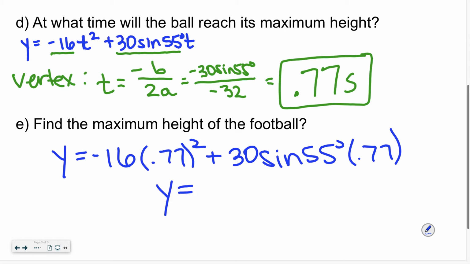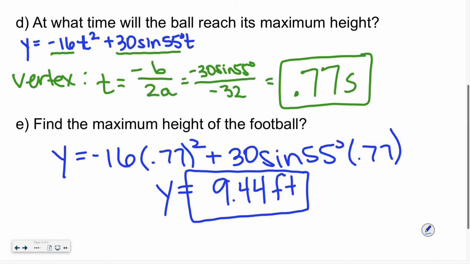So the maximum height of this football is 9.44 feet. Okay, so this football went 26 feet forward and 9 feet in the air.